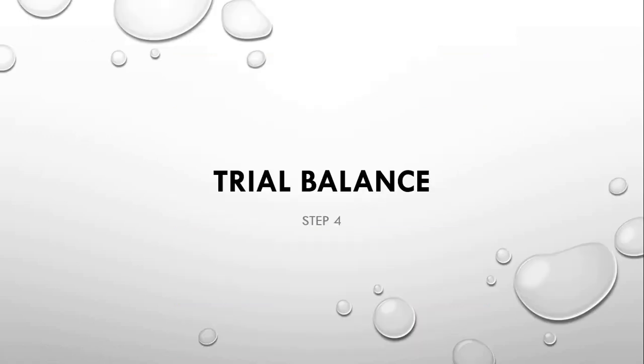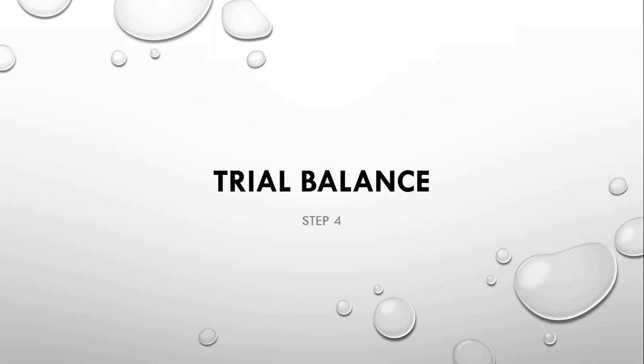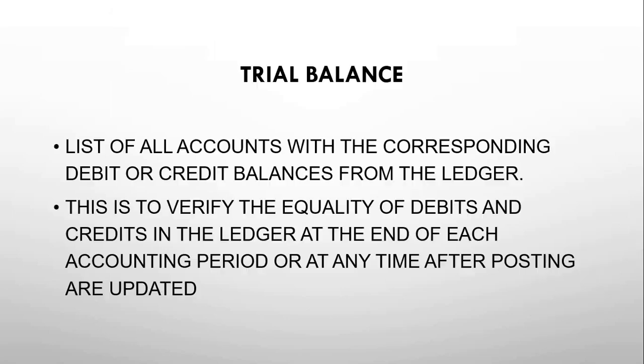Okay? Now, after we post from the journal to the ledger, we can now prepare the trial balance. This is step 4. For the trial balance, or should we say, unadjusted trial balance. The trial balance will list all accounts with the corresponding debit or credit balances from the ledger. This is to verify the equality of debits and credits in the ledger at the end of each accounting period or at any time after posting is updated.